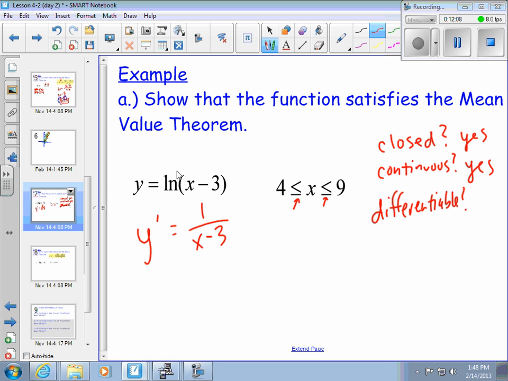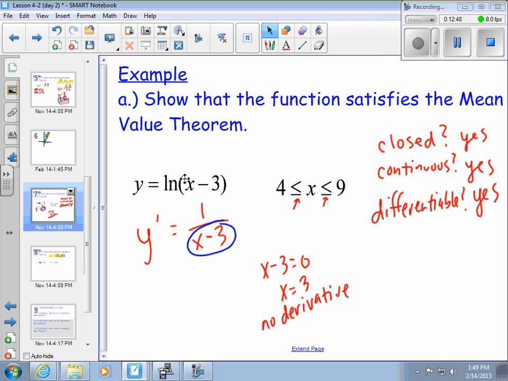Is this one differentiable everywhere? No, this one's not differentiable everywhere. There is one point where it would not be differentiable: where this denominator would equal 0, where we get division by 0. So this one does not have a derivative at 3. Well, we would not be able to apply the mean value theorem if 3 is in our interval. Luckily, our interval is outside of this. 3 is not within 4 through 9. So is it differentiable everywhere? No. Is it differentiable on our interval? Yes.